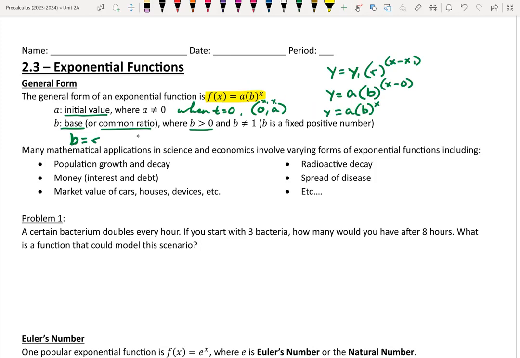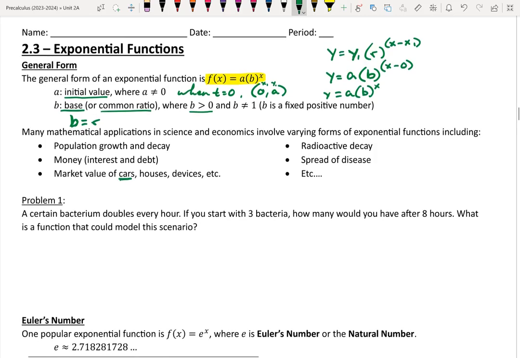So we have a lot of different applications in science and economics using our exponential functions, and those include population growth and decay, money with interest and debt, the market value of cars, houses, devices, and etc. We saw the market value of cars in our previous lesson. Radioactive decay, spread of disease, and more.